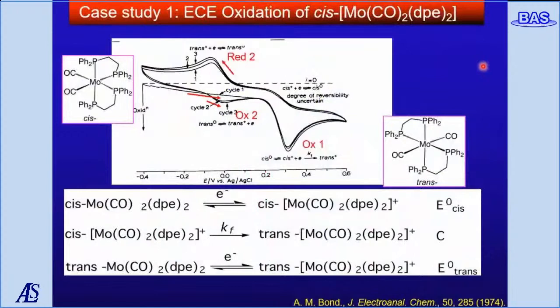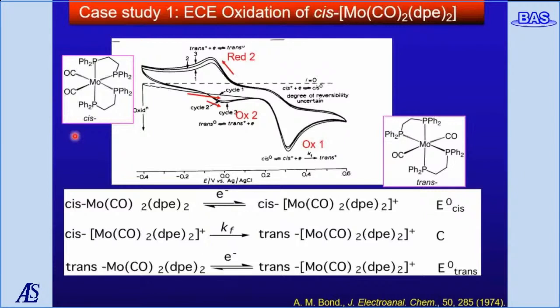For the first example of ECE mechanism, I pick up the geometrical isomerization of cis-bis(diphenylphosphino)ethane bis(carbonyl)molybdenum(0) by electrochemical oxidation. This paper was published in 1974, an old paper. However, it is a typical textbook example, so I take it up.